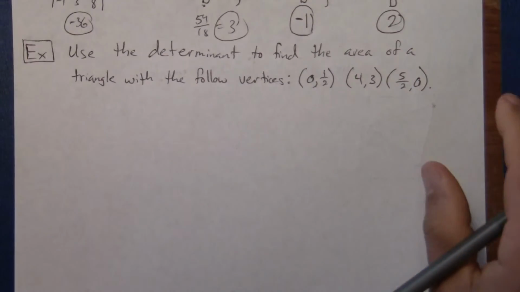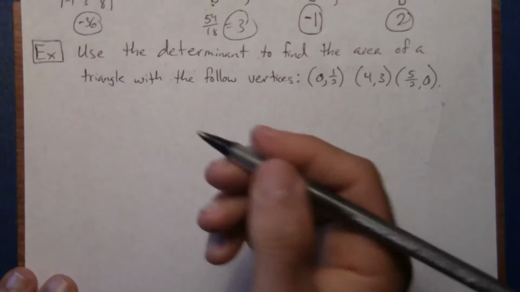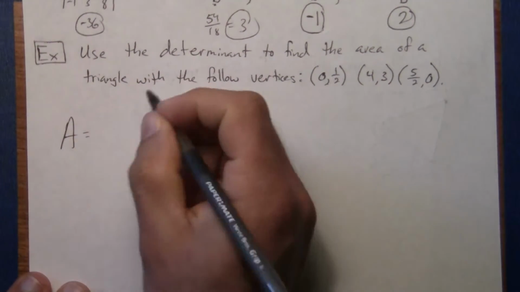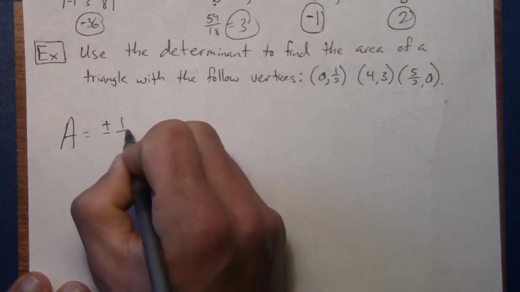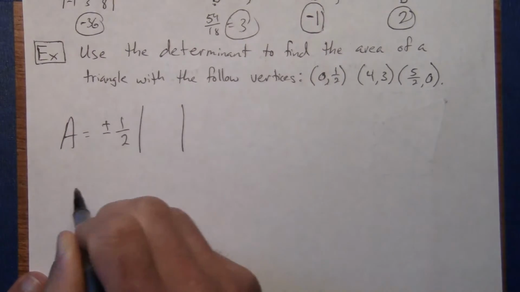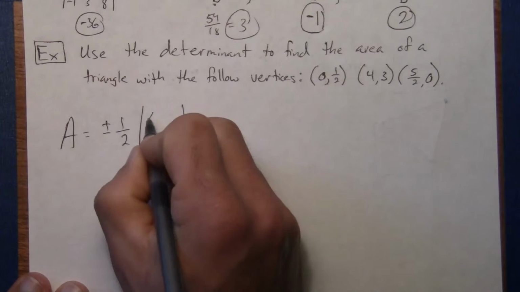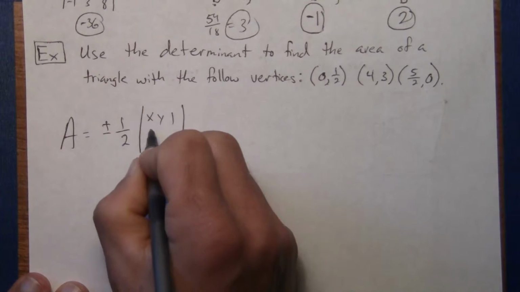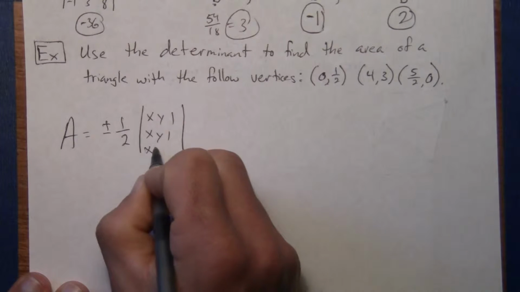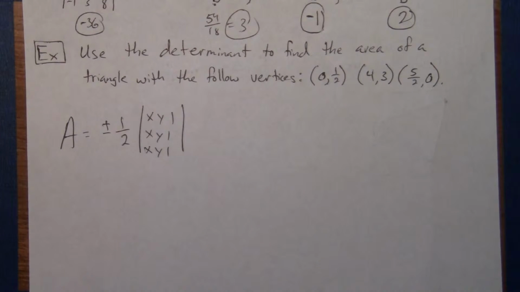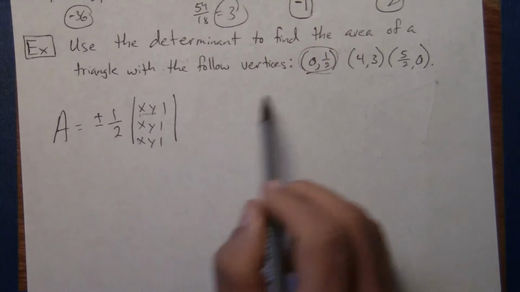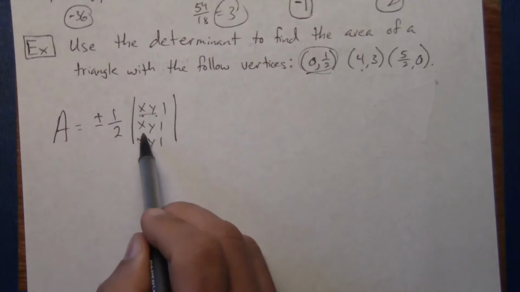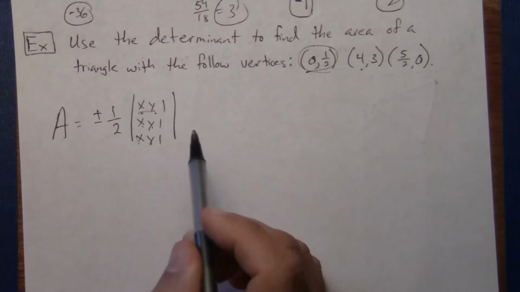Use the determinant to find the area of a triangle with the following vertices. So hopefully we remember that the area of a triangle is equal to plus or minus 1/2 times the determinant of all of these points. What you did is you wrote down an x and a y value and then 1, another x and a y value and then 1, another x and a y value and 1. It doesn't matter which one's which, as long as you put the x and y value next to each other. It doesn't matter if this is 0, 1/2, if that's 0, 1/2, it won't make a difference.